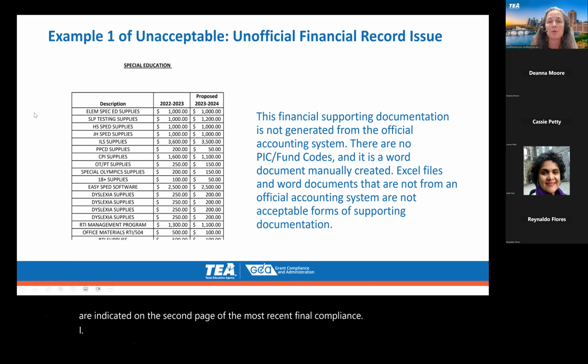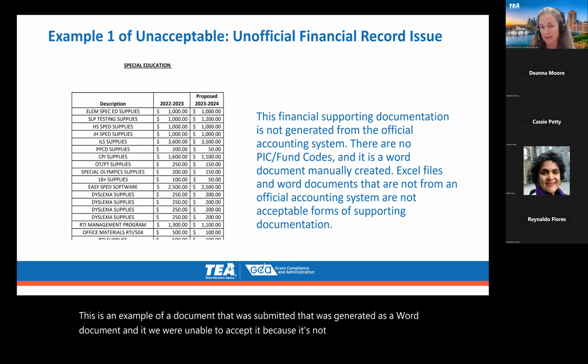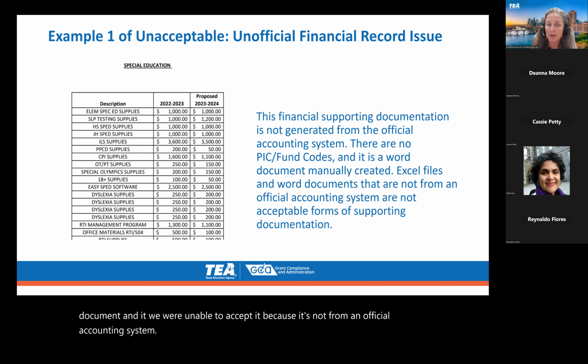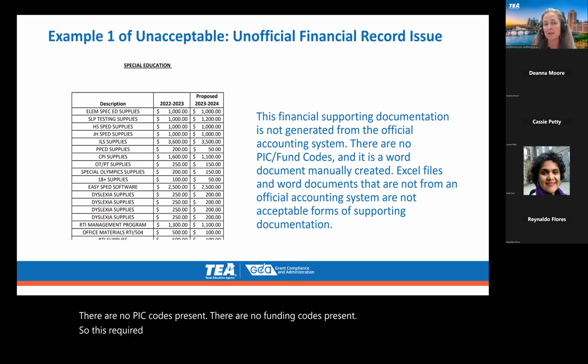This we touched on earlier: acceptable and unacceptable forms of documentation. This is an example of a document that was submitted that was generated as a Word document, and we were unable to accept it because it's not from an official accounting system. There are no PIC codes present. There are no funding codes present. So this required the LEA to resubmit documentation.